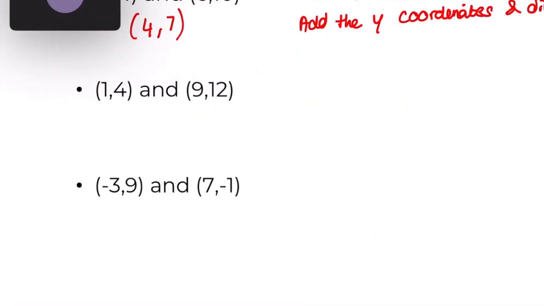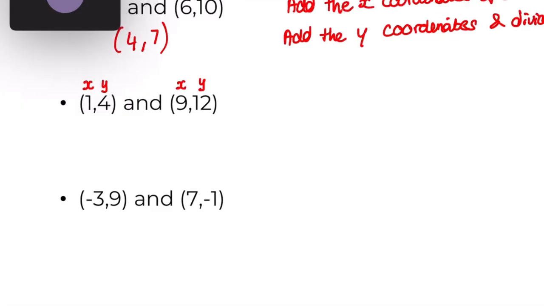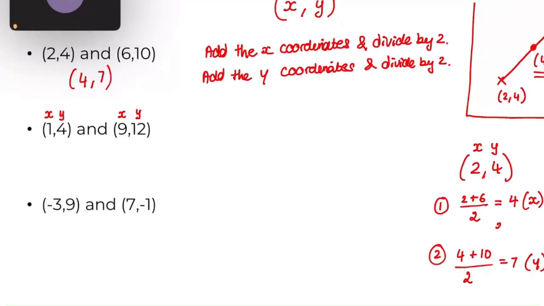So we've got 1, 4 and 9, 12. So we know that the x coordinate is 1 and the y coordinate is 4. We know that the x coordinate is 9 and the y coordinate is 12. Okay, so because the x coordinates always come before the y coordinates, we're going to work out the midpoint of the x coordinate first. So we're going to add the two x coordinates, and then divide by 2. So the two x coordinates are 1 and 9. So we're going to do 1 add 9 divided by 2. 1 and 9 gives us 10. 10 divided by 2 gives us 5. So the x coordinate over here is going to be 5.